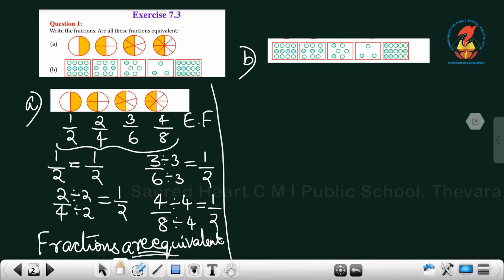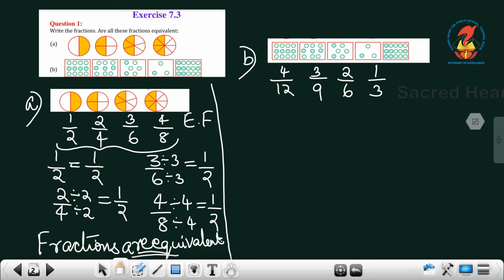First you write the fraction. How many figures are shaded here? 4 figures are shaded. Total how many figures are there? 12 figures. And here 1, 2, 3, 4, 5, 6, 7, 8, 9 figures are there and 3 figures are shaded. Here 2 figures are shaded. Total 6 figures are there. Here 1 figure is shaded and total 3 figures are there. Here 1, 2, 3, 4, 5, 6 figures are shaded. Total how many are there? 5, 10, 15. I hope how to write the fraction is clear.